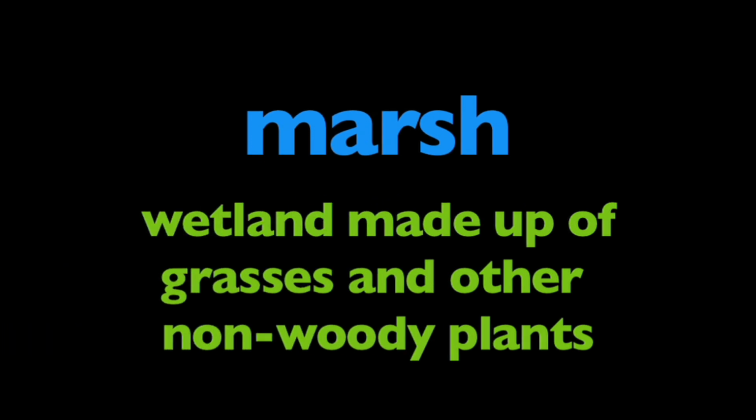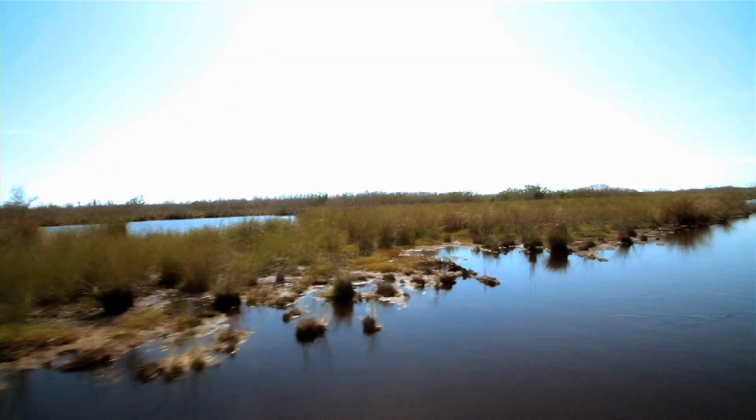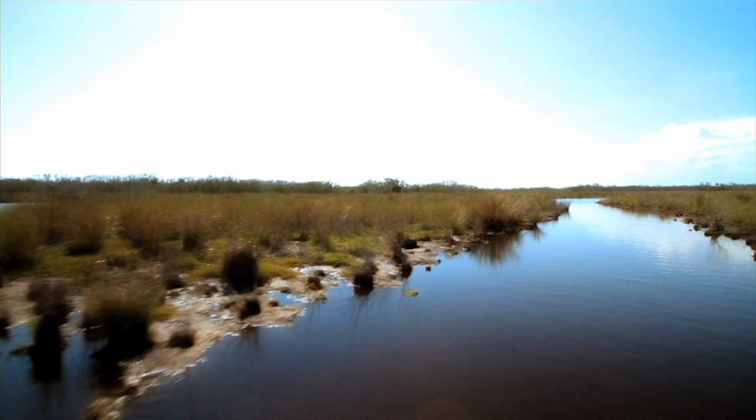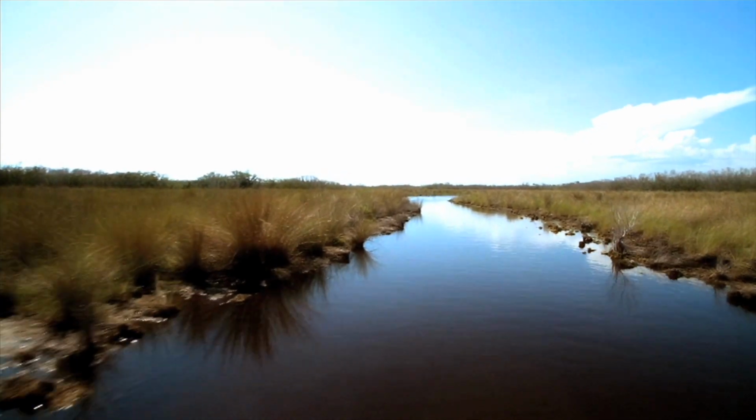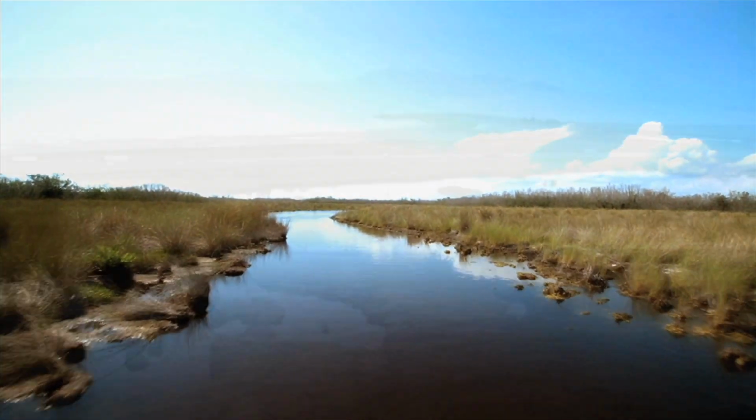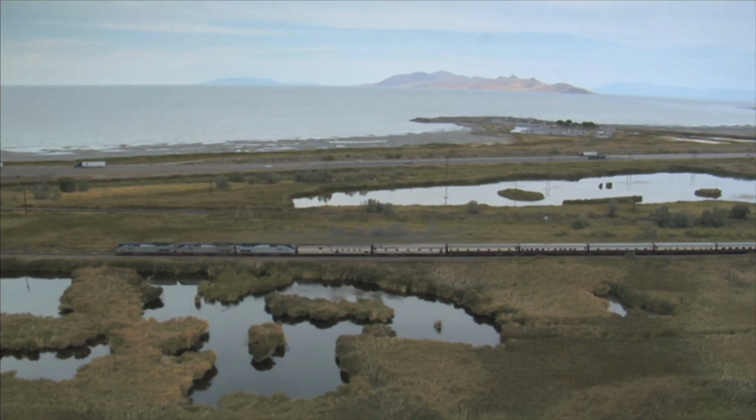In this program, we're going to learn about marshes. What is a marsh? A marsh is a wetland made up of grasses and other non-woody plants. Marshes form in low-lying areas near rivers and along seacoasts. They form a transition area between the water and the land.